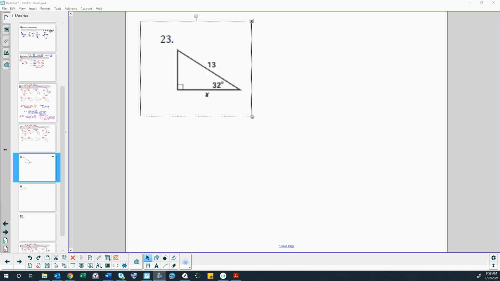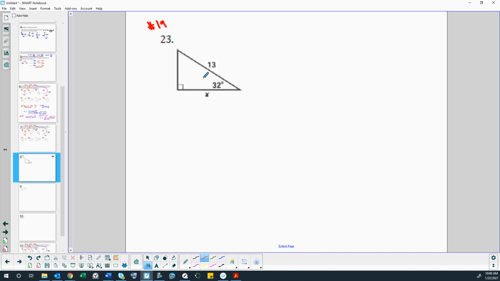Okay, we're going to work through solving for x in this right triangle. This says it's question 23, but it might be question 19, depending on which worksheet you're looking at. For the class I'm making this video for, it's number 19.